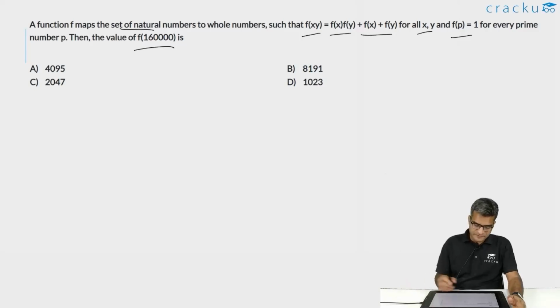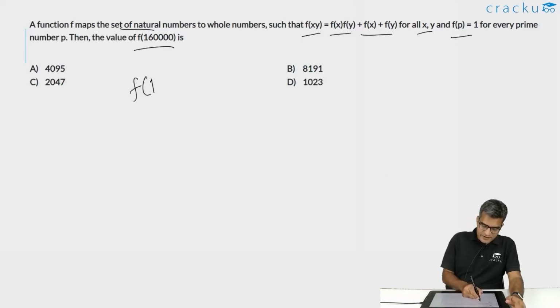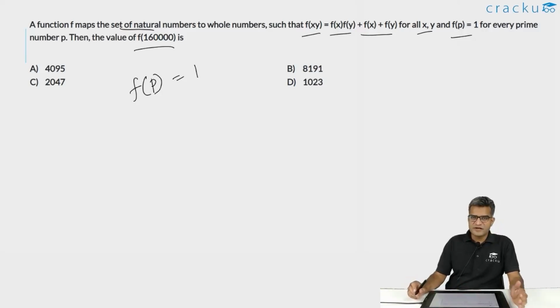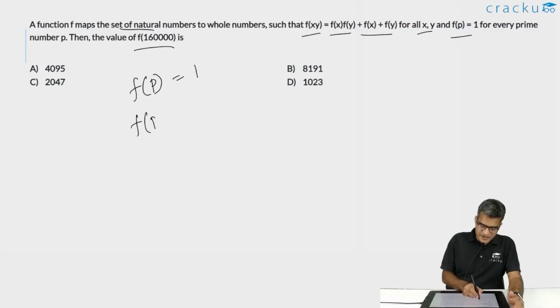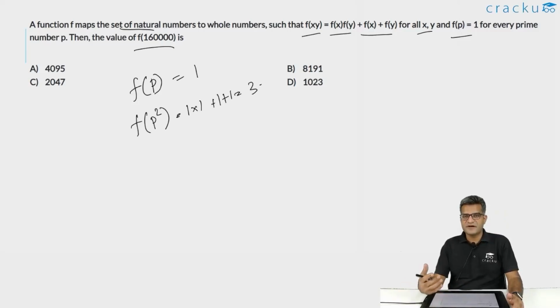So this would imply that if you have a prime number p, the value of the function is 1. This is given to us. So what about the value of f of p square? F of p square will be equal to 1 into 1 plus 1 plus 1, which is equal to 3. Similarly, we can calculate the value of the function for every power of a prime number.